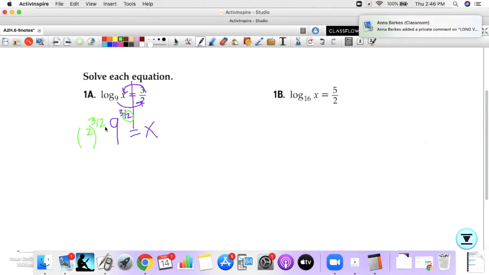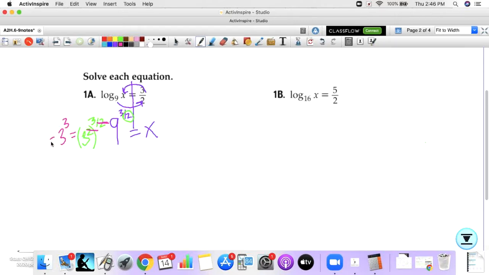And hopefully you're saying to yourself, oh yeah, I know I can square root 9. The square root of 9 is going to be 3. So 3 squared raised to the 3/2, I could put that 2 over 1, go across the top or across the bottom. Or just remember that when I multiply by something I'm dividing by, they cancel. And I'm left with 3 to the 3rd power, which is the same thing as 3 times 3 times 3, or 27. Boom.